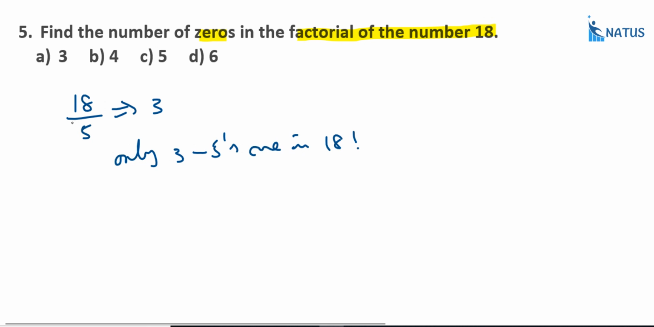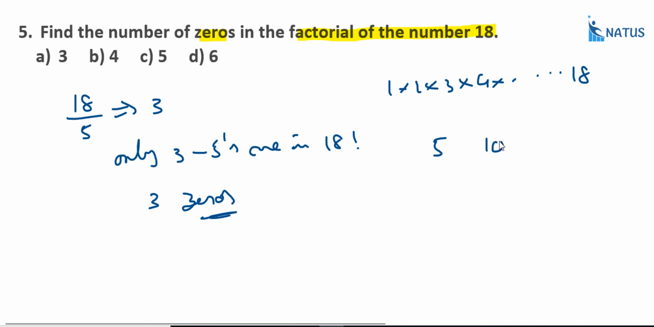So how many zeros are there? Only 3 zeros. Or if you want to do it directly, 1 into 2 into 3 into 4 and so on up to 18, right? So here 5 is there, next 10 is there, and next 15 is there. Here only 1 five, here 2 into 5, here 3 into 5. How many 5's are there? 1, 2, 3. So how many zeros are there? The number of 5's is equal to the number of zeros, because the number of 5's is less than the number of 2's, right? So what is the answer? Option A is the correct answer.